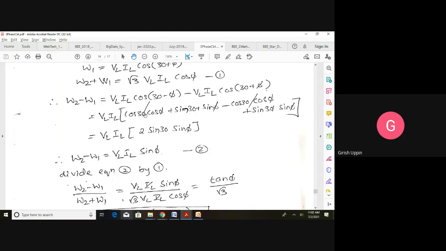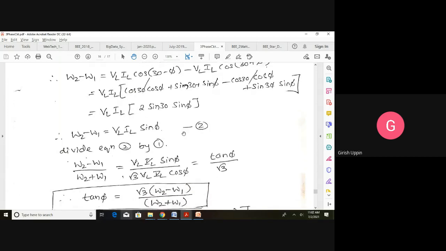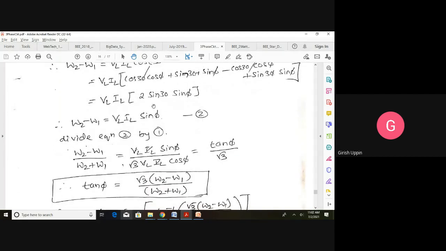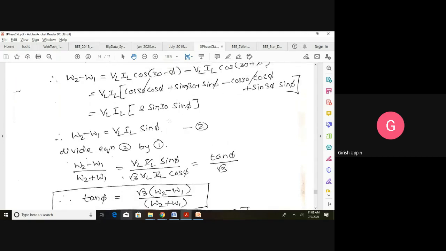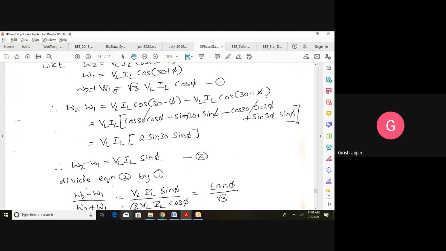So now what happens? This cos 30 cos φ minus cos 30 cos φ will get cancelled. We will remain with 2 times sin 30 sin φ. That is VLIL 2 sin 30 sin φ, and sin 30 is nothing but 1 by 2. The 2 will get cancelled. What remains? W2 minus W1 is equal to VLIL sin φ. Now we have two equations. One is W2 plus W1 equals root 3 VLIL cos φ, and the second equation is W2 minus W1 equals VLIL sin φ.